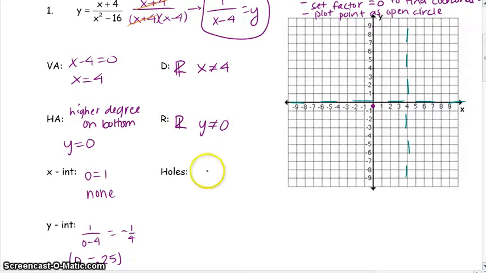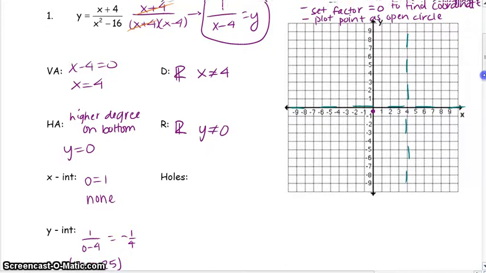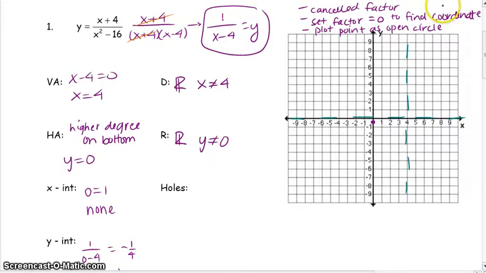And now for our holes, as I said above, we need to set the canceled factor equal to 0 to find the coordinate. That's what we need to do to figure out where our hole is on our graph. In this case, our canceled factor is x plus 4. So I'm going to take my x plus 4, set it equal to 0, and solve for x. So I get x equals negative 4.